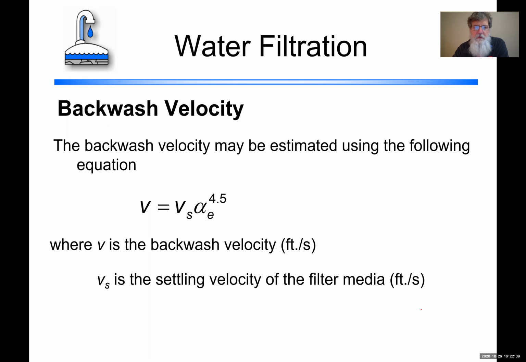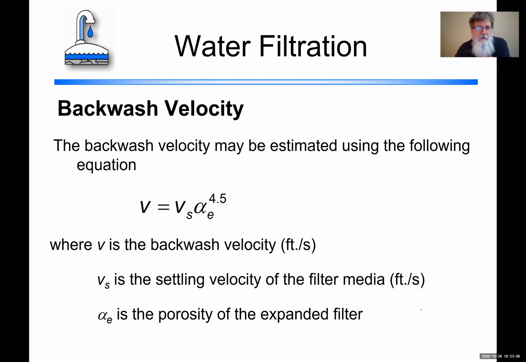V is velocity, S is settling. So this is the settling velocity of the media. And what that means is if you took a particle of sand or whatever other media you're trying to look at the backwash velocity for, and you dropped it in a column of water and you were able to measure its settling rate or its speed as it dropped through the water, that would be its settling velocity in feet per second.